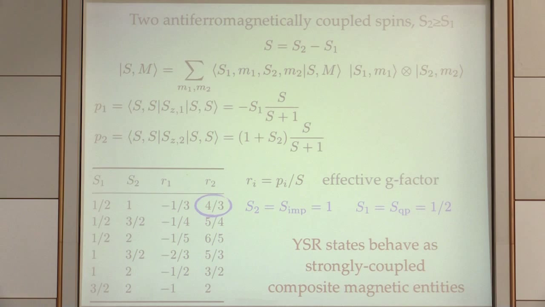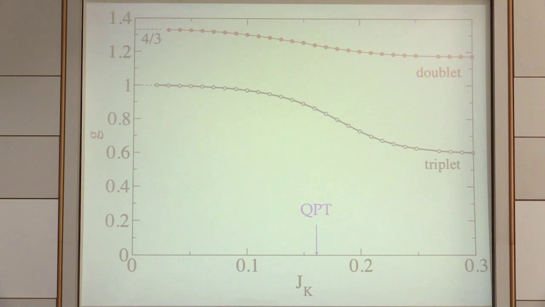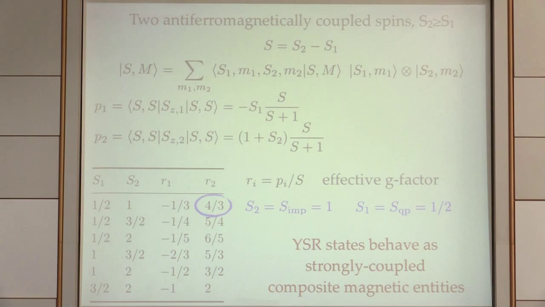Now, the funny thing here is that you obtain this number in the small J limit, basically when you have very little Kondo exchange coupling between your impurity and the quasiparticles, which means that even for small J, all these subgap Shiba states should really be thought of as strongly coupled composite magnetic entities, right? And I think this is a very funny observation. I would not expect that.